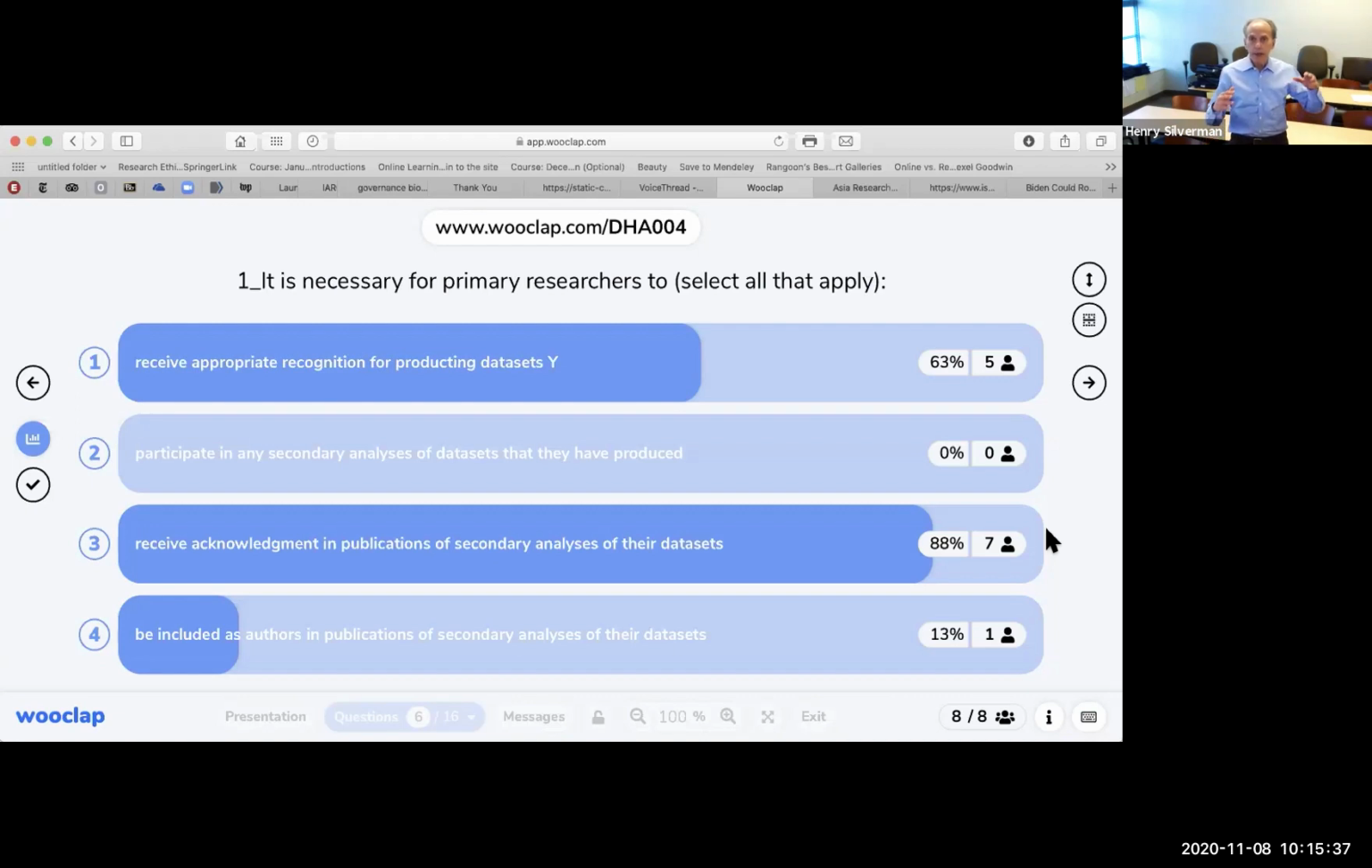Are they going to deposit their data in a repository or upon request, will they share the data with other investigators? So essentially, journal editors are requiring that there be some kind of process set up for all authors to share the data with whoever requests to share the data.